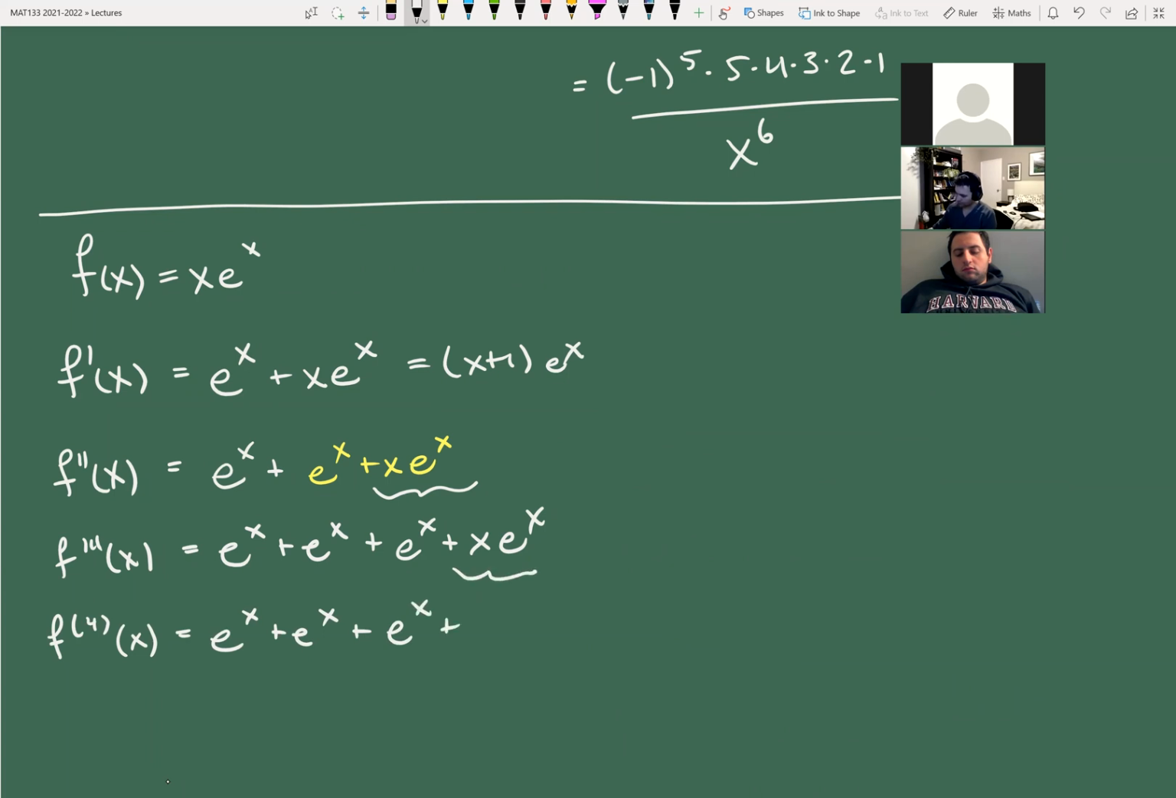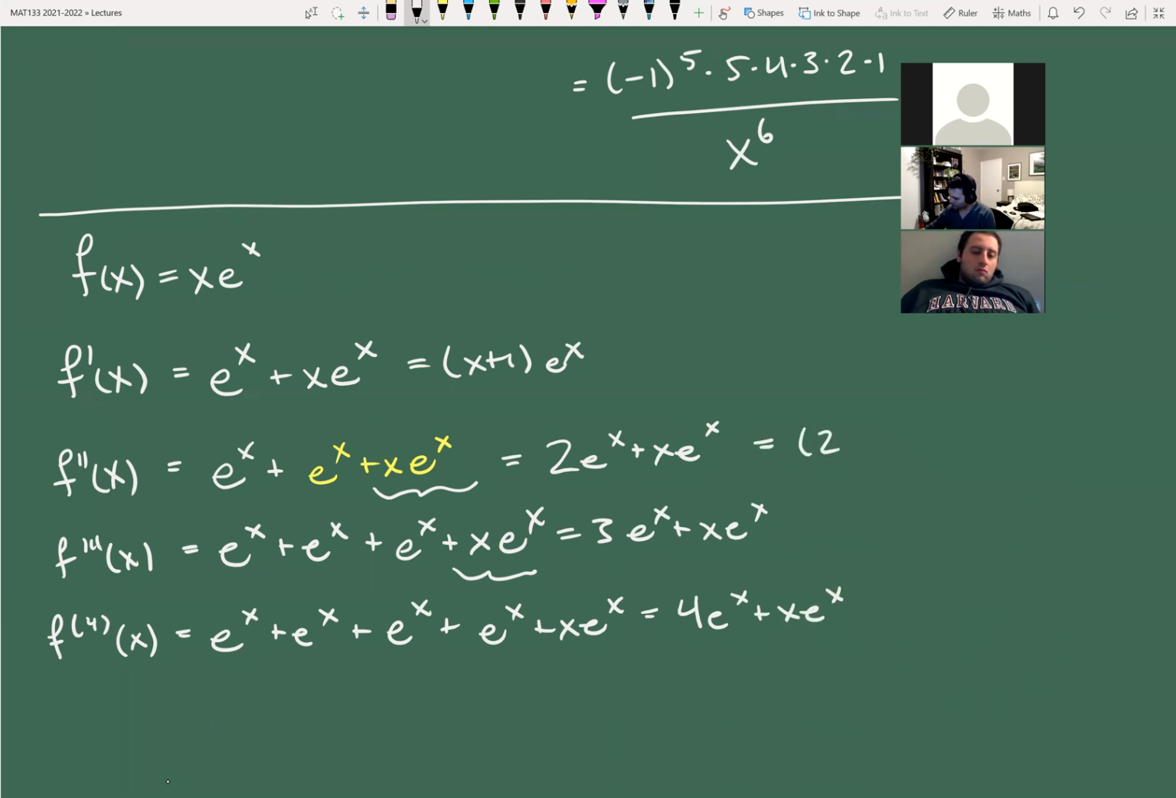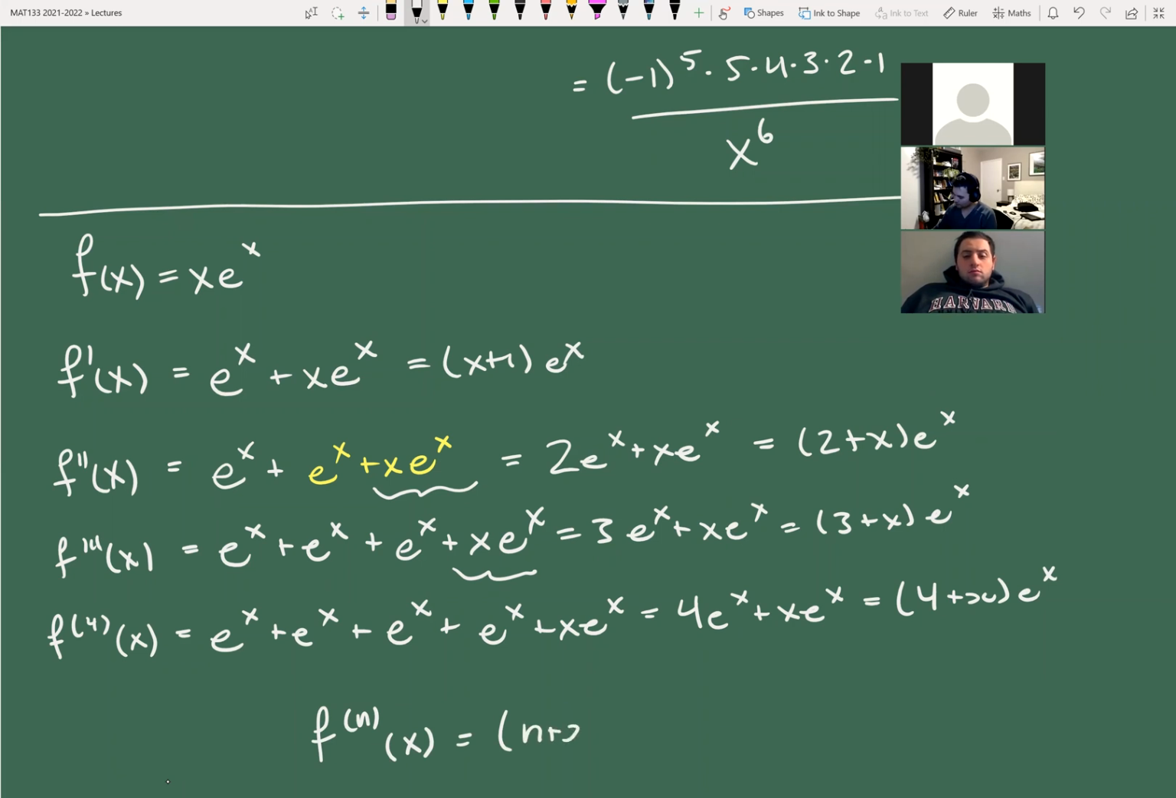And then again, we differentiate that: e to the x plus x e to the x, right? So it seems like every time I differentiate it, I just keep picking up this extra e to the x. So now if I collapsed this, I would get 2 e to the x plus x e to the x, 3 e to the x plus x e to the x, 4 e to the x plus x e to the x. Or if you factored out the e to the x, right? And so at the end of the day, that is A.